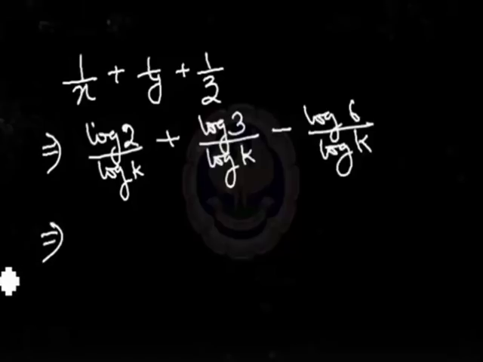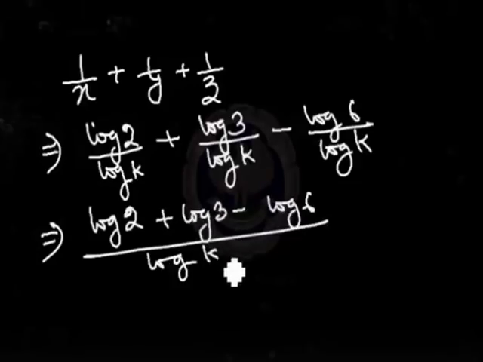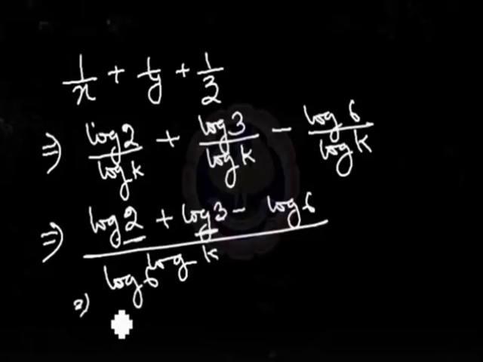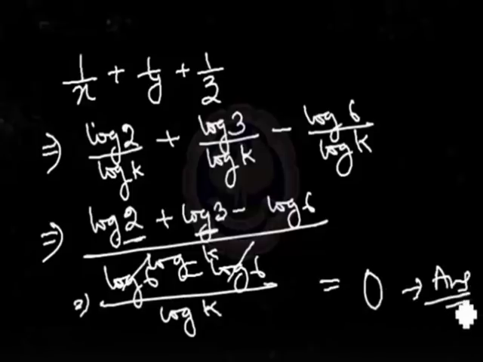So this can be written as what? We'll take log k as the LCM. So what do we get? Log 2 plus log 3 minus log 6 by log k. Log ab is equal to log a plus log b. So log 2 plus log 3 can be written as what? Log 6. Because log ab is equal to log a plus log b. Minus log 6 by log k. So this gets cancelled. So this is equal to 0, answer, which is option B.